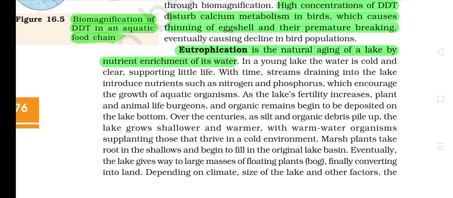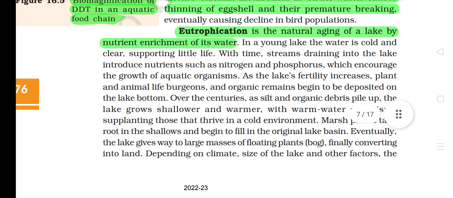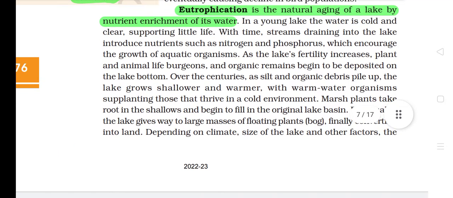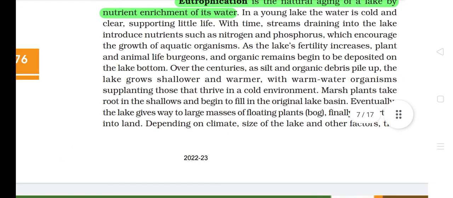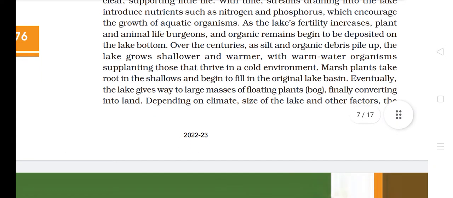Eutrophication is the natural aging of a lake by nutrient enrichment of its water. In a young lake, the water is cold and clear, supporting little life. With time, streams draining into the lake introduce nutrients such as nitrogen and phosphorus, which encourage the growth of aquatic organisms. As the lake's fertility increases, plant and animal life burgeons and organic remains begin to be deposited on the lake bottom. Over the centuries, as silt and organic debris pile up, the lake grows shallower and warmer, with warm water organisms supplanting those that thrive in a cool environment.